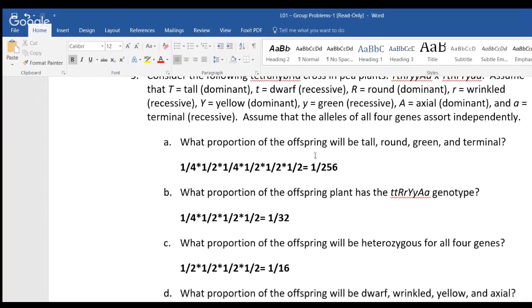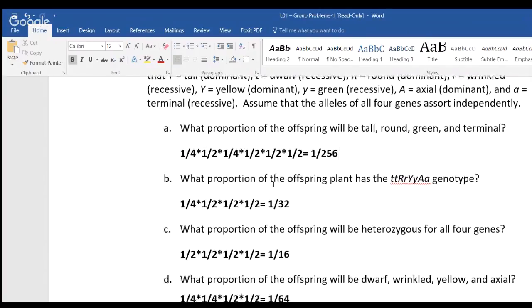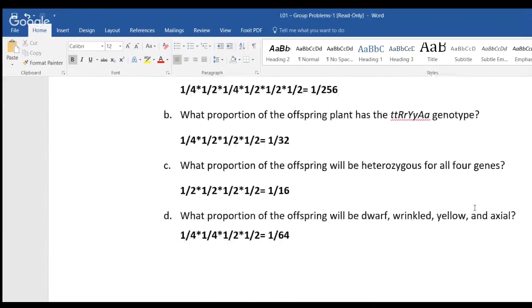Question B is the genotype again. So it's just like the problems we did in question 1. You multiply their frequencies, and you get 1/32. Same for C. You just look at how often each trait is going to be heterozygous. Out of 16 crosses should be heterozygous for all 4 genes.